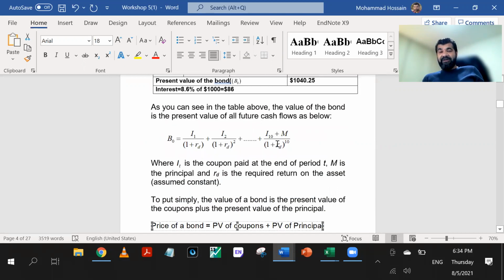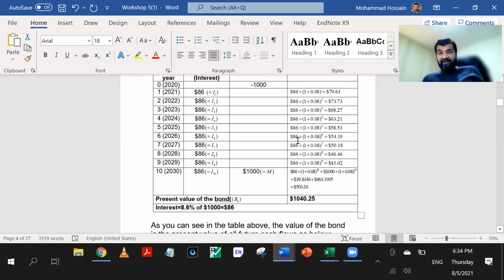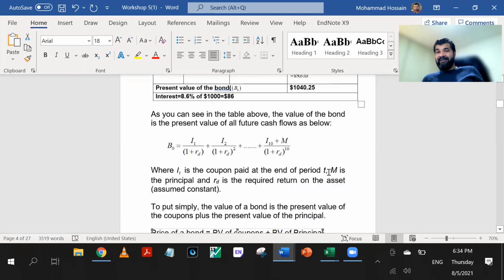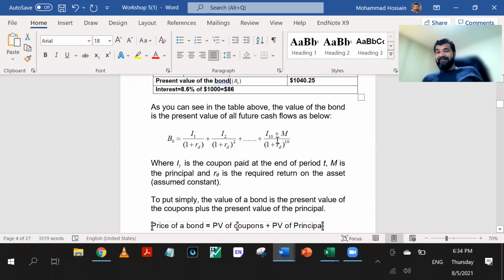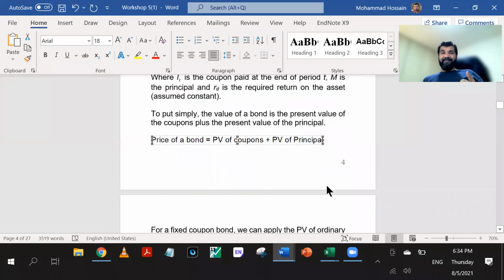Look here, the present value of all the coupons, you mean the interest, $86, the present value of $86. And finally, in the last year, $1,000. That's exactly what is in here. All the interest is in here, plus last year's M, the capital, which means matured money. That's it.